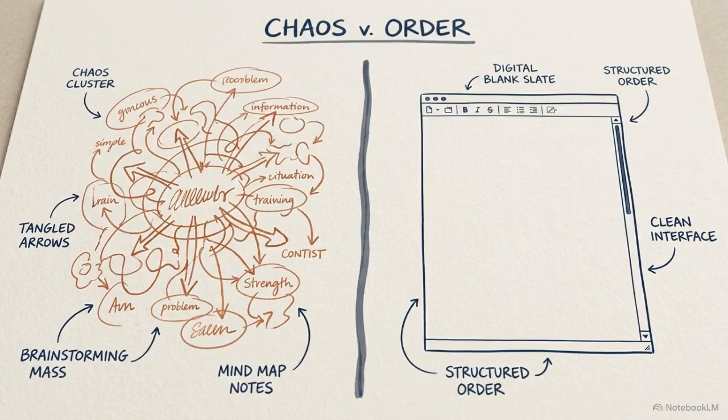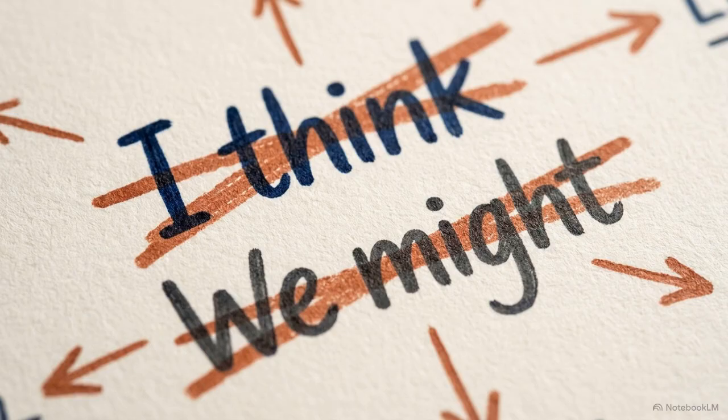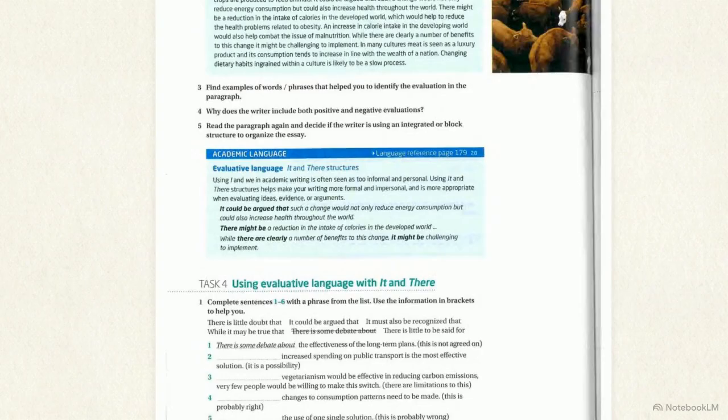When students move from brainstorming to writing, they often fall into the trap of using personal pronouns like "I think" or "we might." To fix this, replace personal pronouns with "it" and their dummy structures. We can upgrade our informal positive evaluation to, "It could be argued that such a change would not only reduce energy consumption, but also increase health."